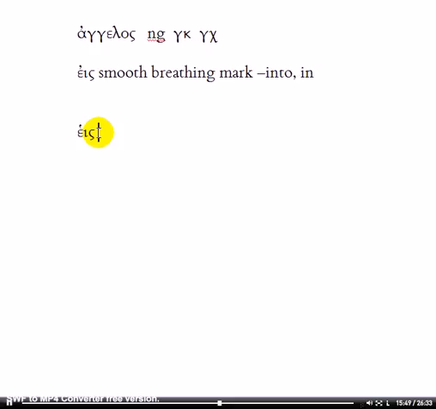If you want to have an H sound like that, you put a rough breathing mark at the beginning of a word over the initial vowel. So this has a rough breathing mark. But this is the letter for the number 1. Notice there are two different words here depending on whether it's a rough or smooth breathing mark.